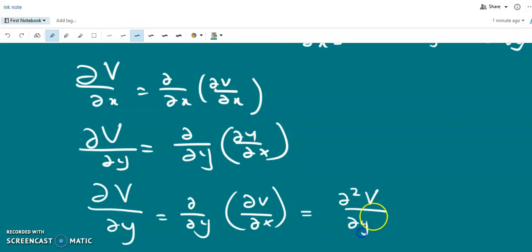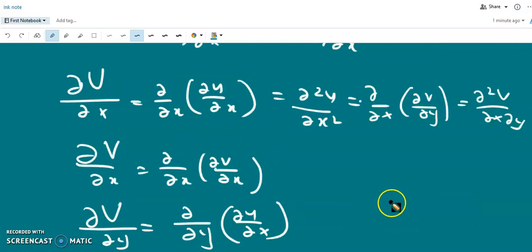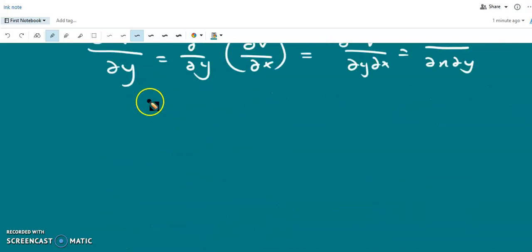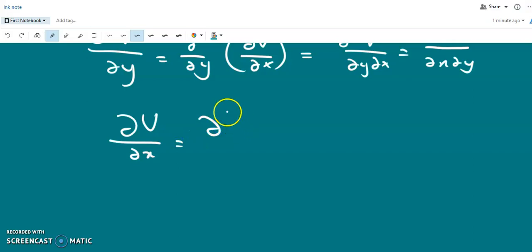The order of the differentiation is not important. So we can see that dou capital U by dou x is equal to dou capital V by dou y.